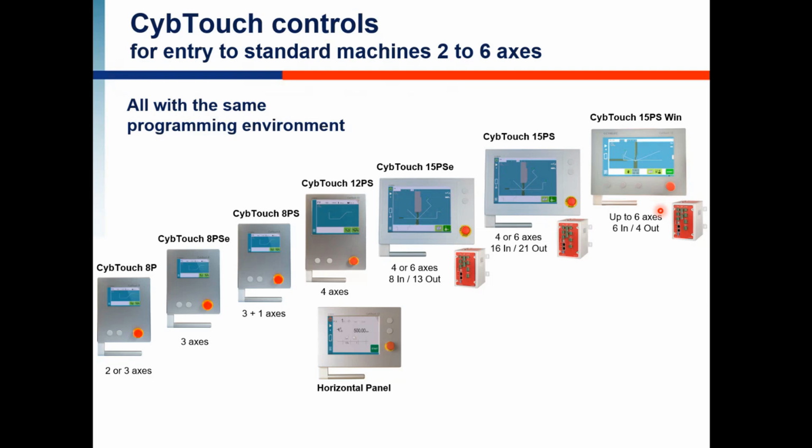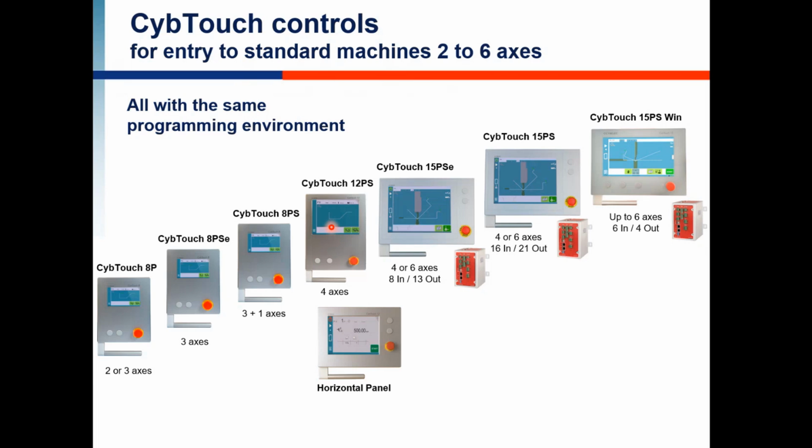That's it regarding the touch range. And so from 2 to 6 axes, I forgot to mention that touch 8 PS, 12 PS, 15 PS, and 15 PS Win are for synchronous machines, but they can also manage conventional machines. So let's say you have a conventional machine with a mechanical stop with X and R back gauge. You could buy a touch 12 PS and define it in a conventional mode. It's simply a parameter to set, so you can use it on a conventional machine.